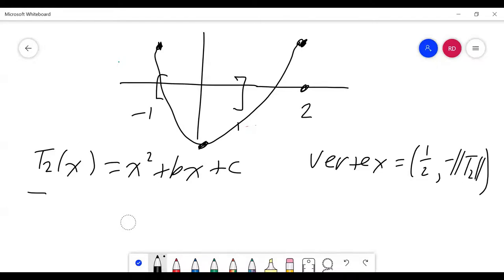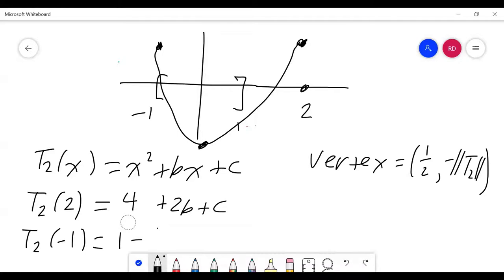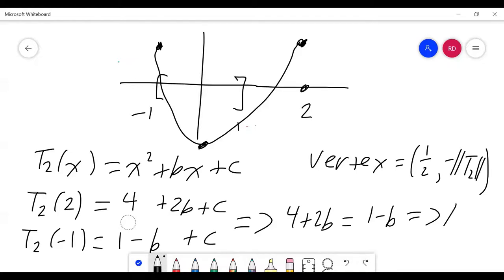All right, if I plug in 2, I get 4 plus 2b plus c. And if I plug in -1, I get 1 minus b plus c. Now those two things are equal. So if we set them equal and the c's subtract out, this gives us 4 plus 2b equals 1 minus b, which, with a little basic algebra, gives b is negative 1. All right, so that's b is negative 1. So I can go back, I'll erase this.